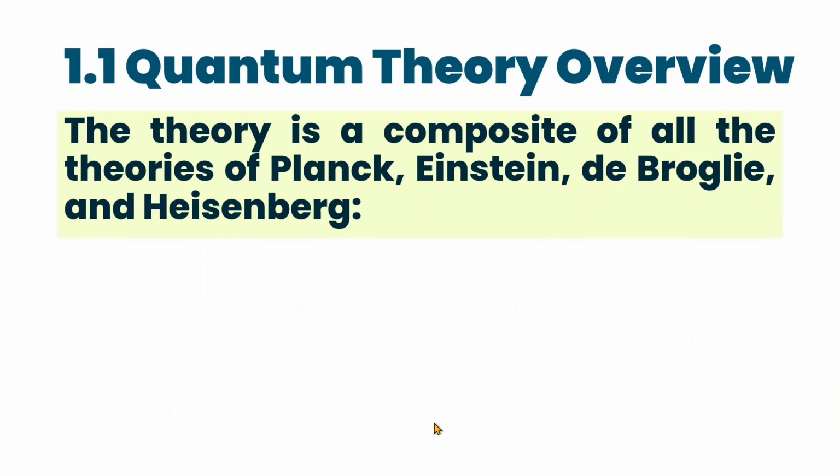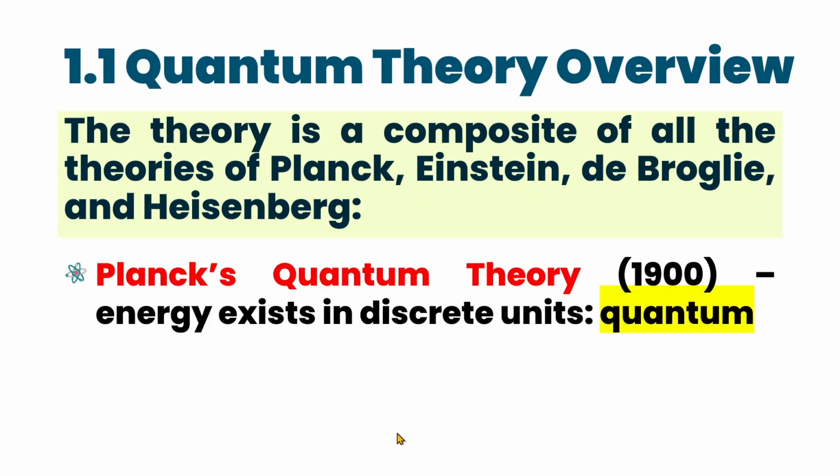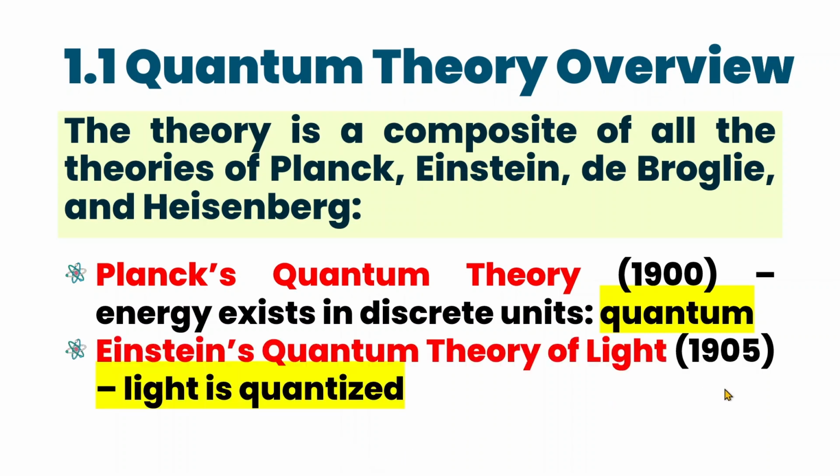Now, quantum theory didn't just come from one person. It's actually a combination of several key ideas from different scientists. For example, it all started with Max Planck in 1900. He discovered that energy isn't a continuous thing, but comes in tiny packets called quanta, singular quantum. That was a huge shift in thinking. Then in 1905, Albert Einstein expanded on that idea and proposed that light itself is made up of these packets of energy, which we now call photons.